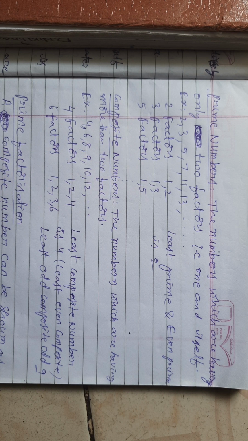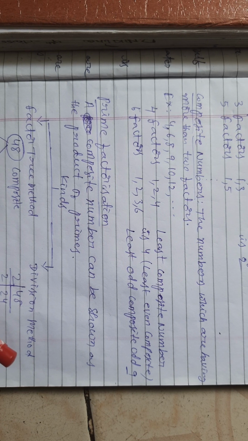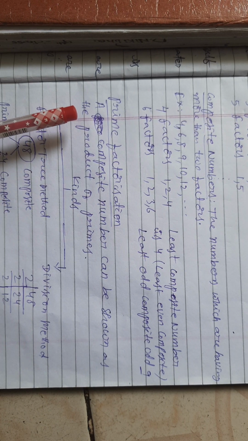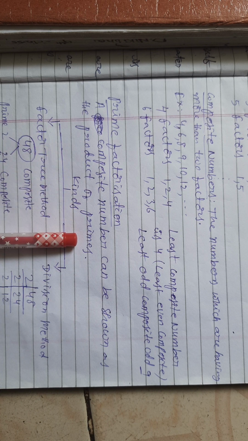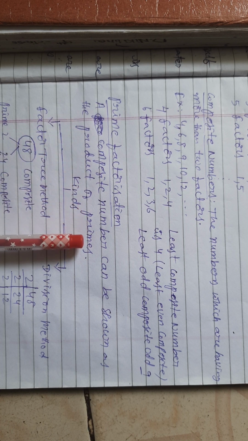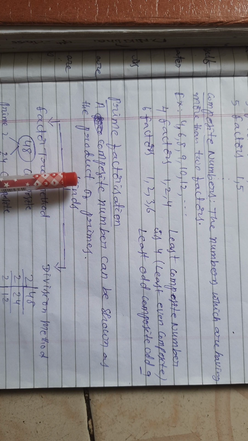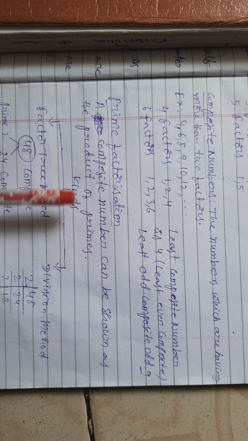Prime factorization sums are present from lower to higher classes. So I shall explain with one illustration. Just observe. Prime factorization: a composite number can be shown as the product of primes. That is in the lower class. For higher class, it is this only: every composite number can be expressed as a product of primes. This is the prime number concept.